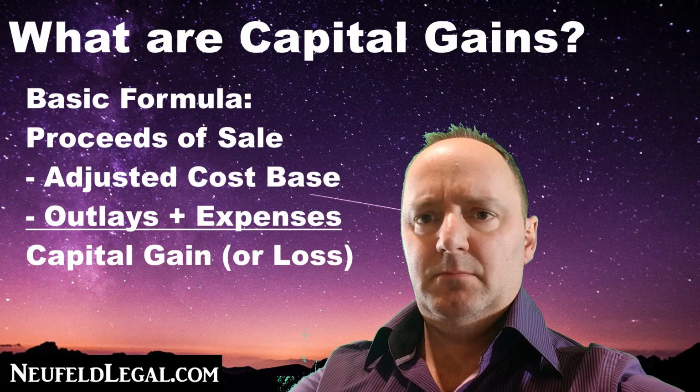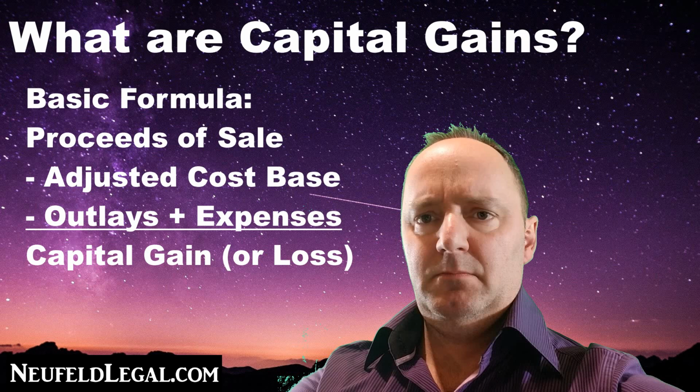Now, what is the basic formula for calculating whether you've incurred a capital gain or loss on the disposition or deemed disposition of that capital property? Well, what you do is you take three core amounts: the proceeds of disposition, the adjusted cost base that we spoke of earlier in this video, and the outlays and expenses incurred to sell your property.